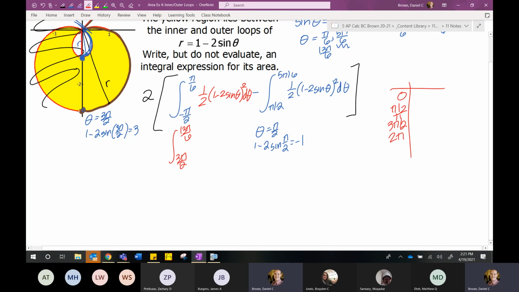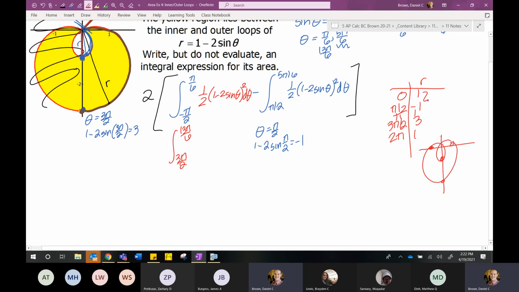So the sine of 0 is 0, so we have 1. At pi over 2, that's going to give you negative 1 for your R. At 3 pi over 2, that's going to give you 3. Back at 2 pi is going to give you 1. So if I'm tracing this, at 0, we're at 1. I skipped over pi. At pi over 2, we're at negative 1. Here's pi over 2. We went down, opposite direction. At pi, we're at 1. At 3 pi over 2, we're at 3. So I can kind of figure out how it looks based off of that information.